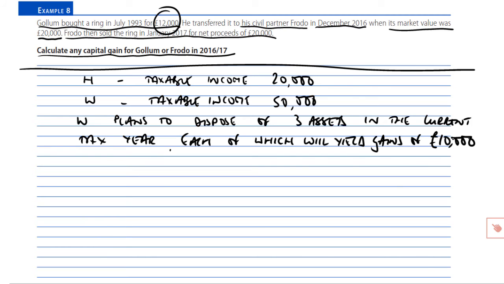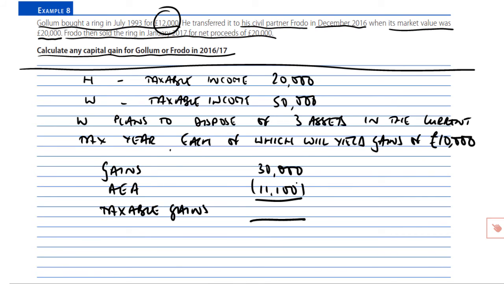Righty-ho. So at the moment, what would happen? The current plan is that she will sell all 3. 3 times 10, her gains will be £30,000. She will have her AEA of 11,100 to deduct, and therefore she will make all of the taxable gains, and those taxable gains will amount to £18,900. She is a higher rate taxpayer based on her taxable income.